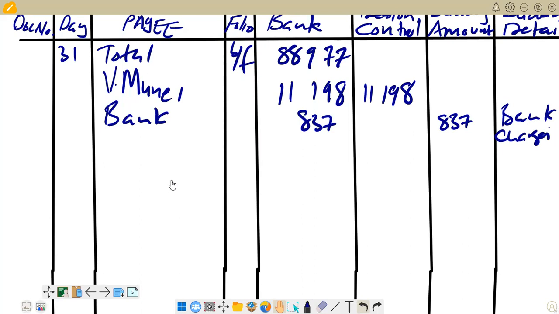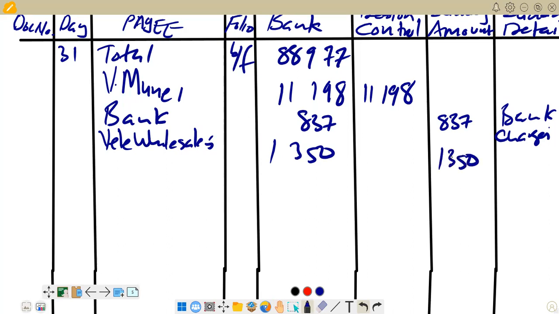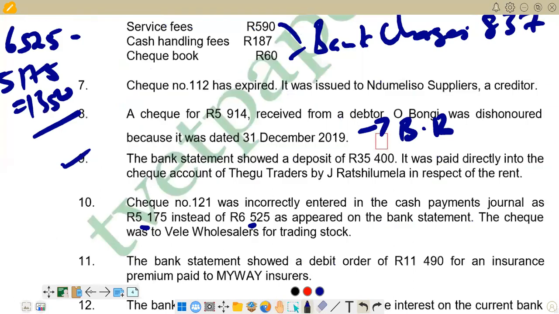So what it means now is we are going to enter it here as Vele Wholesalers. And the amount that we are having there is 1,350. We are going to enter it under sundry, 1,350. And the description is trading stock. So this is what we have. Then we can go back there and see what we have next.